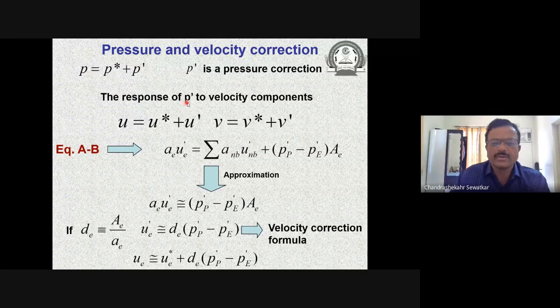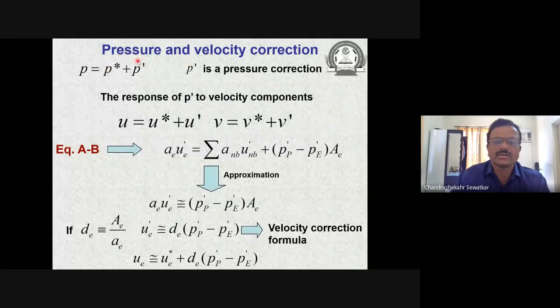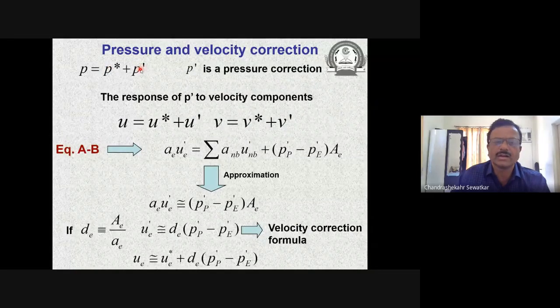The response of the pressure correction, that is P prime, to the velocity component is as follows. To the guess pressure, if I add the correction in pressure, I get the actual pressure. Similarly, to the guess velocity, if I add the corrected part of the velocity, I get the actual velocity. Similarly here, to the guess velocity, if I add the velocity correction, what I obtain is the actual velocity.